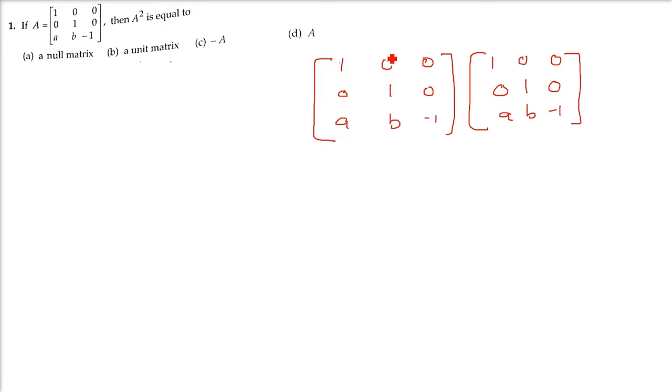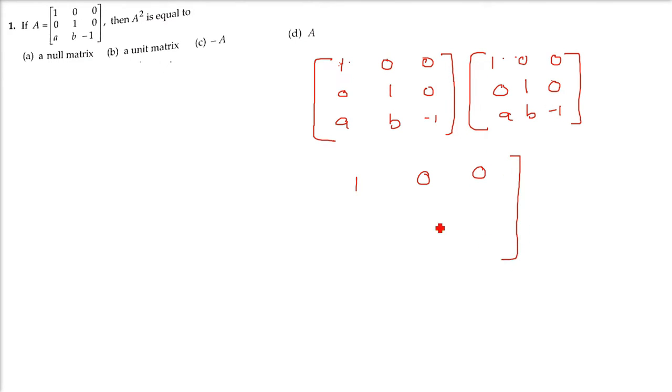See, 1 into 1 is 1. 0 into 0 is 0. 0 into a is 0. So first row with second column, again, everything will be 0. Third also same thing. So when you multiply first row with the last column, you'll get 0.